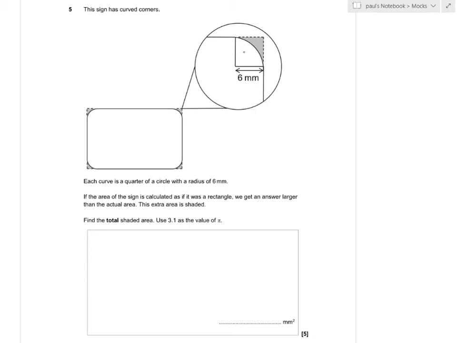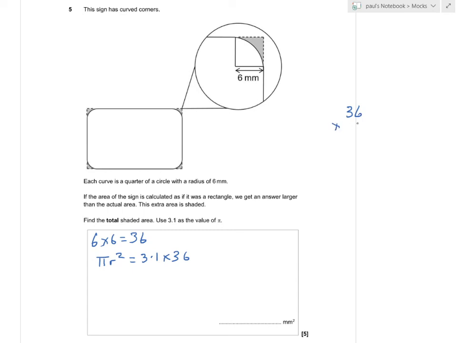So, the total shaded area. So this little bit here, this is 6 by 6. That's 6 by 6, which equals 36. Right, so that's the whole thing. Now the shaded area, let's work out the quarter of a circle. So the quarter of a circle is going to be pi r squared, which equals 3.1 times radius 6 squared. Okay, let's work that out.